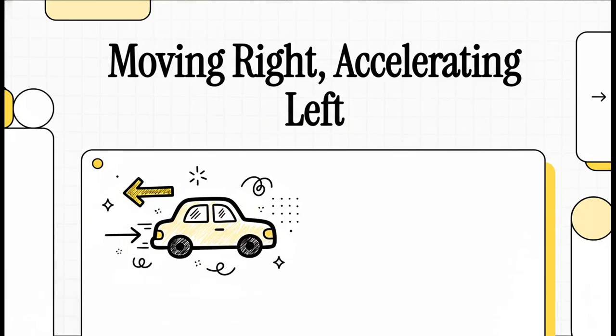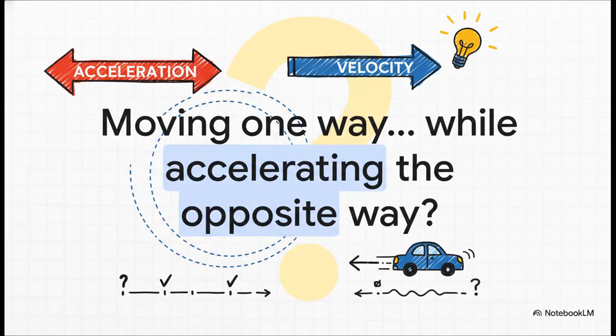Hey everyone, let's talk about something that feels a bit like a physics magic trick. You've definitely felt it before. You're in a car, it's moving forward, but when the driver hits the brakes, you feel this push going the other way. Today, we're going to unpack that exact moment, a little paradox that's actually key to understanding how things move. So here's the big question. How can you be moving in one direction while accelerating in the complete opposite one?